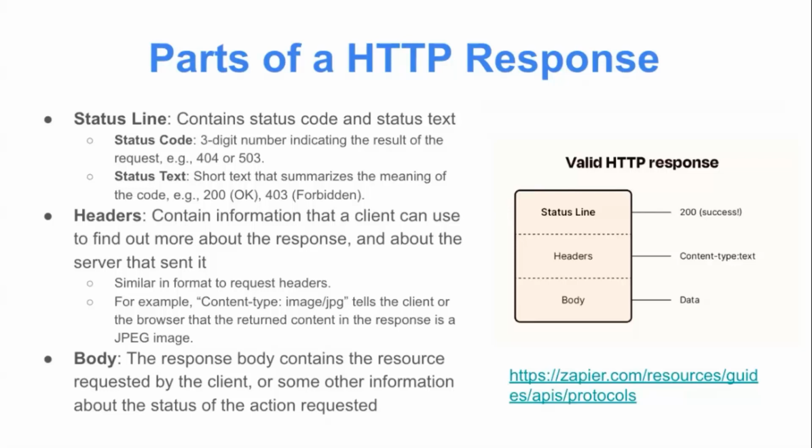The headers contain information that the client would want to use to find more about the response and about the server that sent it. And so, for example, this is very similar to the request headers. So we see here, like the content type image slash JPEG would basically tell the client or the browser that sent an API request that the return content in the response of their API call is a JPEG image.